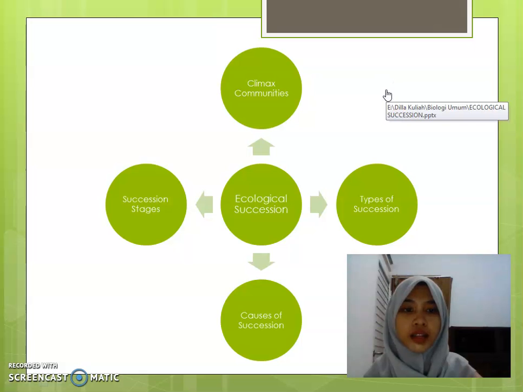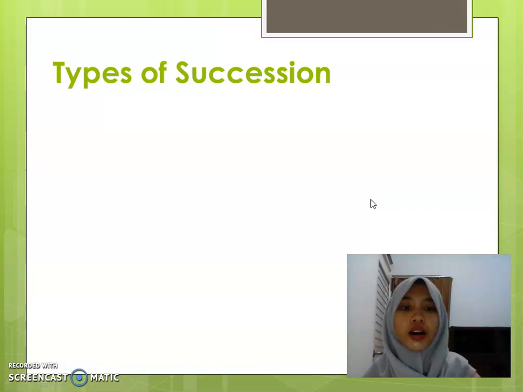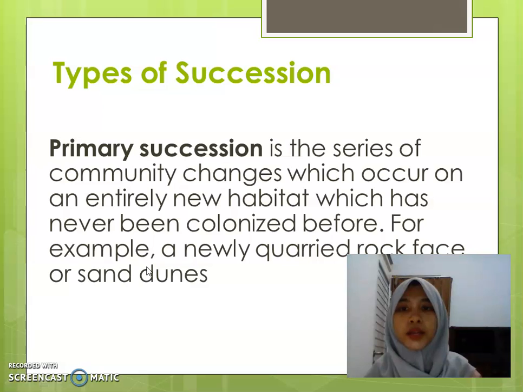And then second, we will discuss the types of succession. There are two types of succession. The first type is primary succession. Primary succession is the series of community change which occurs on an entirely new habitat which has never been colonized before, for example a newly quarried rock face or sand dunes.